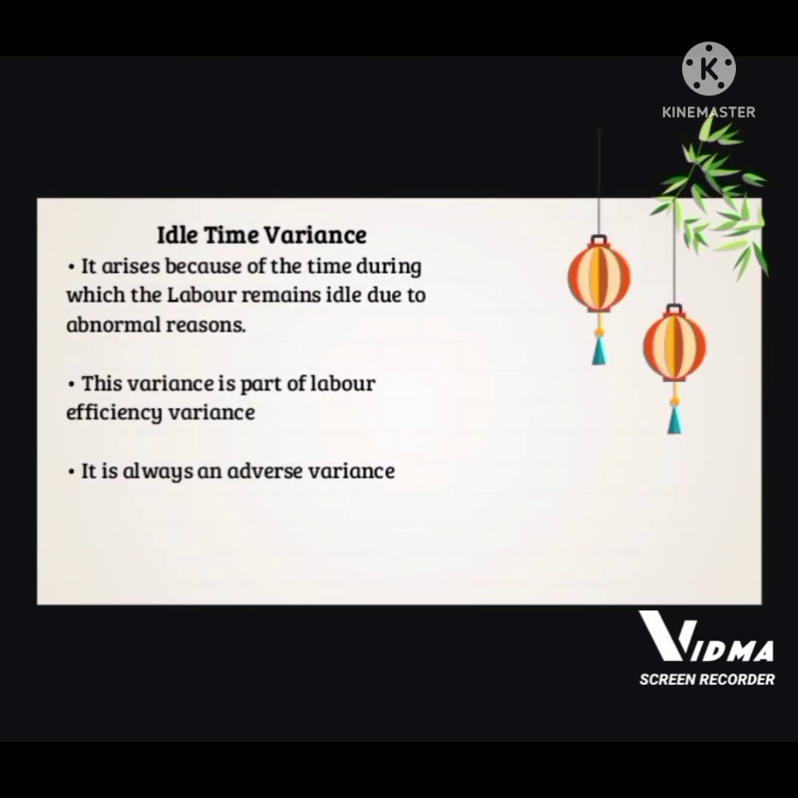Idle time variance. It arises because of the time during which the labor remains idle due to abnormal reasons, for example, power failure, machine breakdown, shortage of material, etc. This variance is part of labor efficiency variance. It is always an adverse variance. The idle time variance formula is standard hourly rate into idle hours.